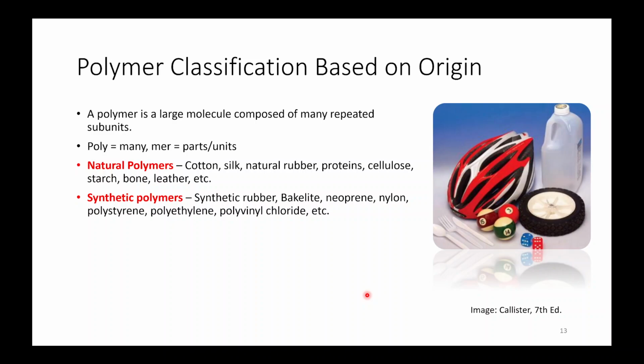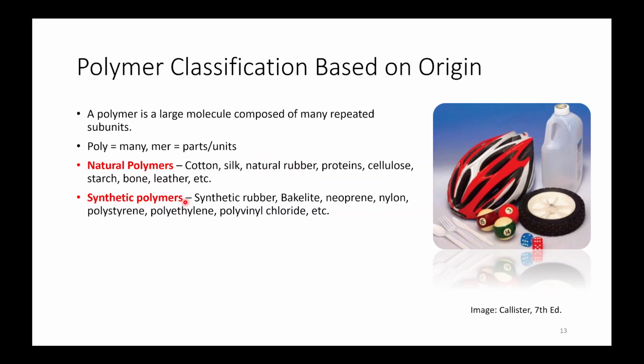Now, polymer classification based on origin. A polymer is a large molecule composed of many repeated subunits. Here poly means many and mer is for parts or units, so it is made by many units. Now these can be natural polymers or synthetic polymers. Examples of natural polymers are cotton, silk, natural rubber, proteins, cellulose, starch, bone, leather. These all are organic polymers.